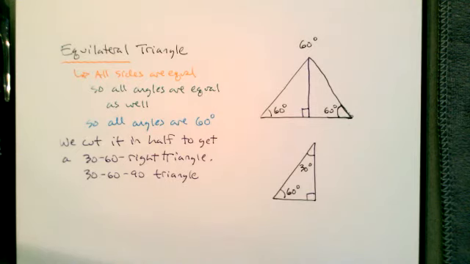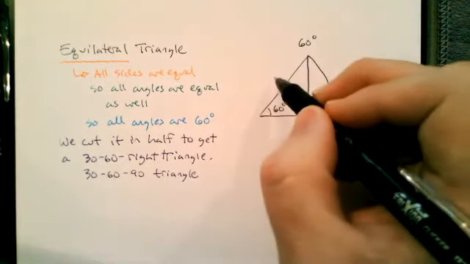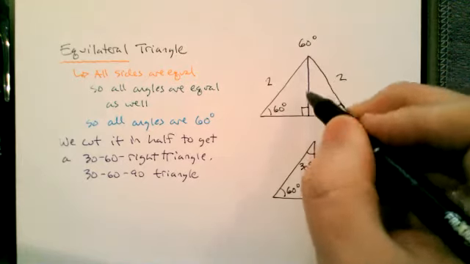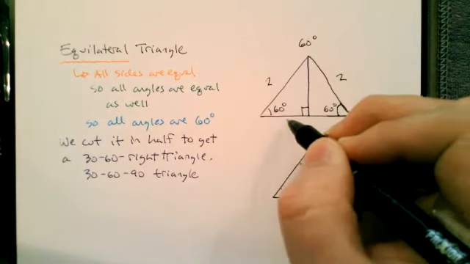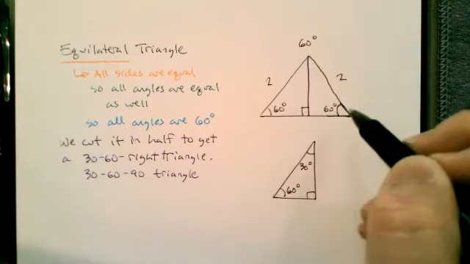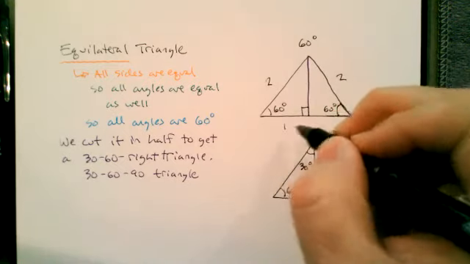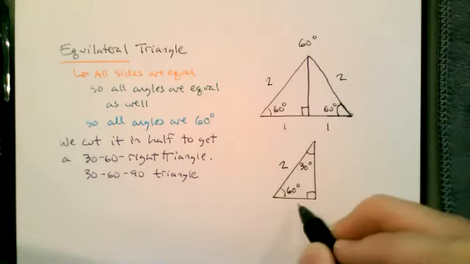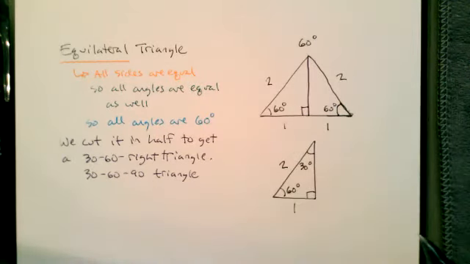Now, if we go back to our equilateral triangle, I'm going to make all the sides equal to 2, mainly because I want to cut this bottom side in half. If I cut this angle up here in half, I'll cut the side opposite in half. So each of those sides is going to be a 1. So what I have is a hypotenuse of 2, and a side opposite the 30-degree angle of 1.